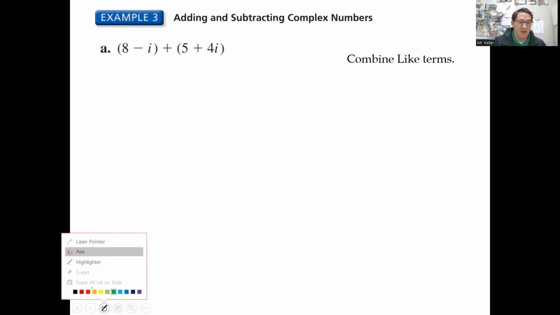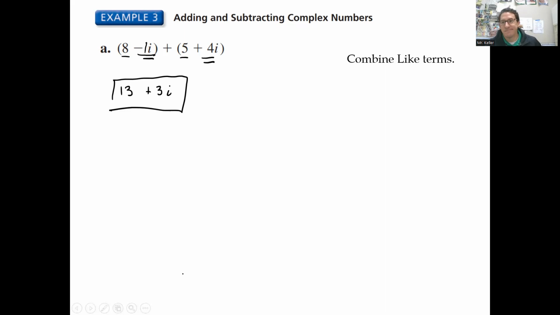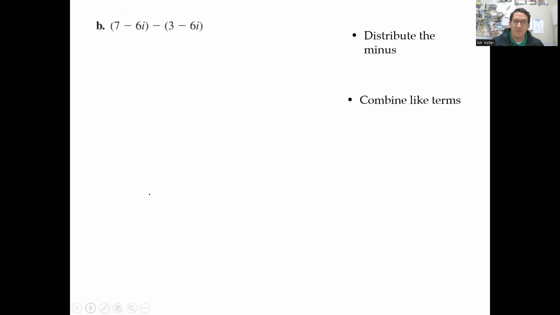So we have 8 plus 5 is 13. And then this is a negative i plus 4i. Remember, there's some invisible math, like negative 1i. So negative 1 plus 4 is a positive 3i. That's it. Just find the like terms, add them together. Cool. Let's do subtraction a little bit here.